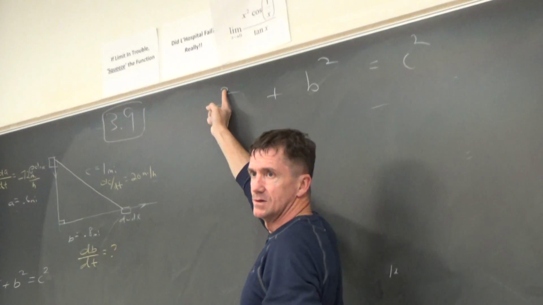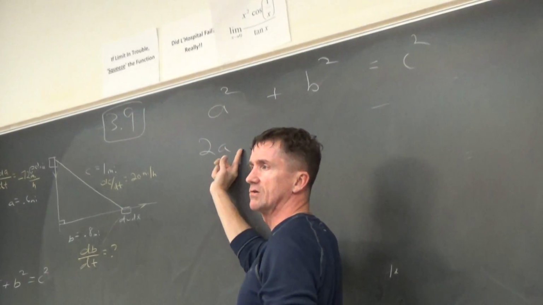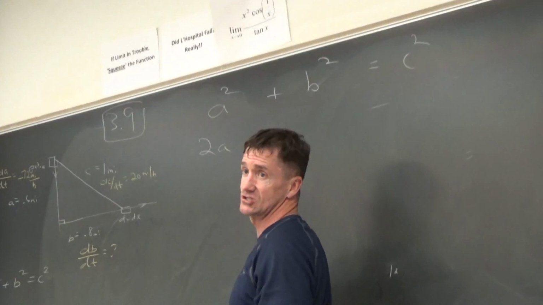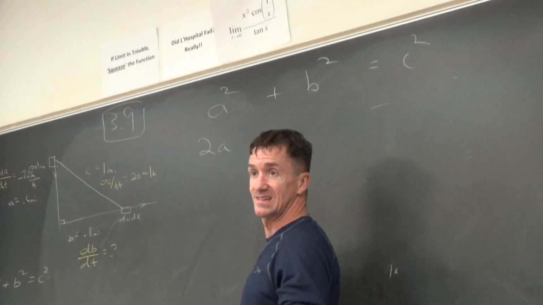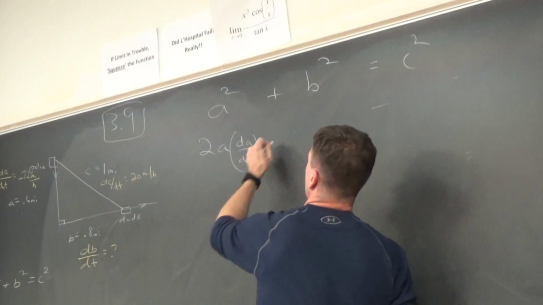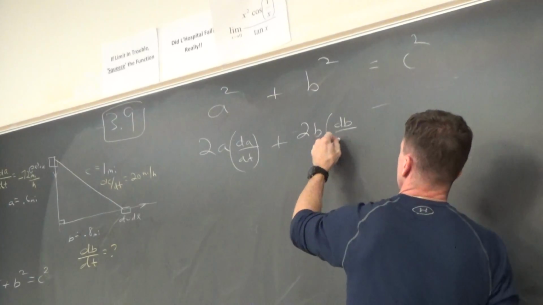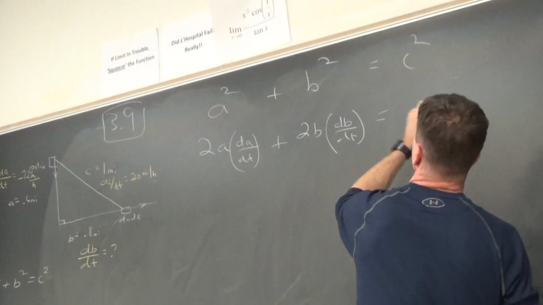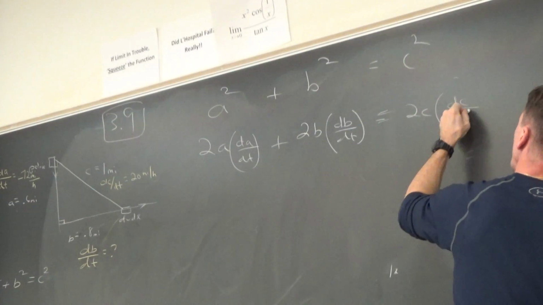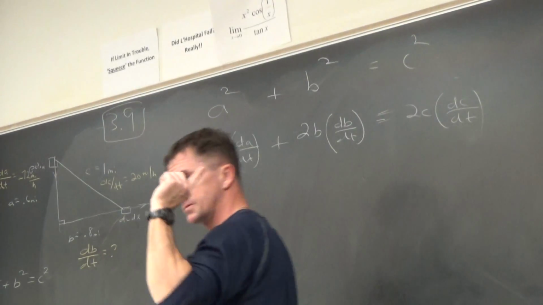Do the power rule. 2 in front, decrease the exponent by 1. What shall I write right next to it? dA/dt. Why? Chain rule. We're doing this implicitly, right? All right, dA/dt. What does this become? 2B dB/dt. And then this one becomes 2C dC/dt.